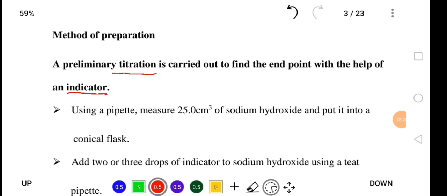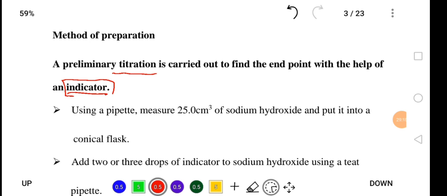Now, there are some concepts you are supposed to understand. Why are we going to use an indicator? An indicator is going to help us to tell the end point of the reaction. More especially that you are not going to know the end point of the reaction, an indicator is going to change the color and indicate that the reaction now is over.